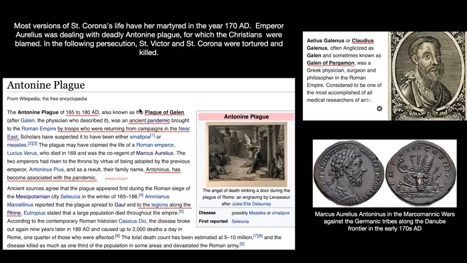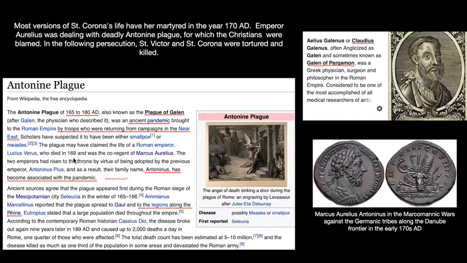So here is the Antonine plague, also called the Plague of Galen. It was an ancient pandemic brought to the Roman Empire by troops who were returning from campaigns in the Near East. So these fake plagues always come from the East. Some think it was either smallpox or the measles.